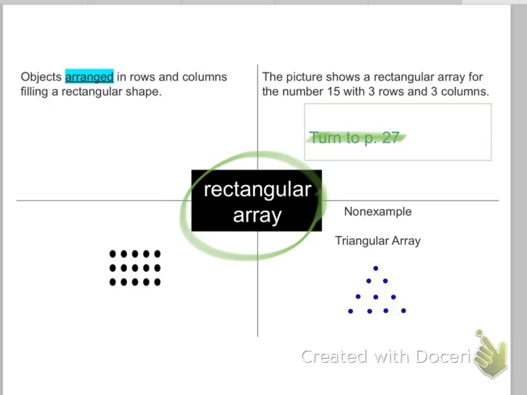A rectangular array is what you dealt with all day yesterday. They are objects arranged in rows and columns, filling a rectangular shape. Arranged is the word you're putting on the line. Below is the rectangular array for 3 by 5.